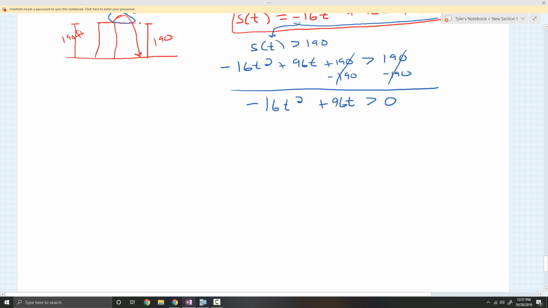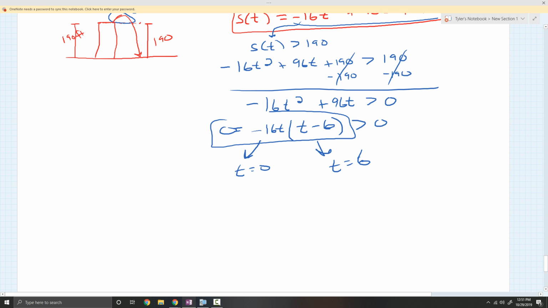One nice thing would be if this factors, and then we could find those zeros pretty easily. If I pull out a negative 16t from both terms, I would have t minus 6 inside, because 16 times 6 gives you 96. So this would be greater than 0. Then from this, I can easily find that my values would be t equals 0 and t equals 6. Those would be the zeros of this function.